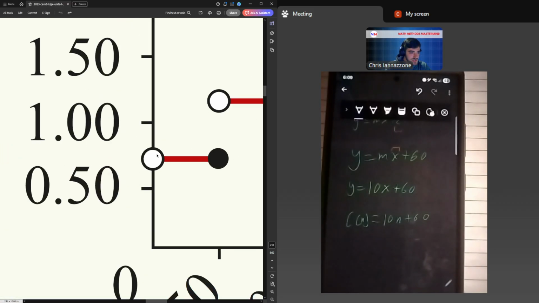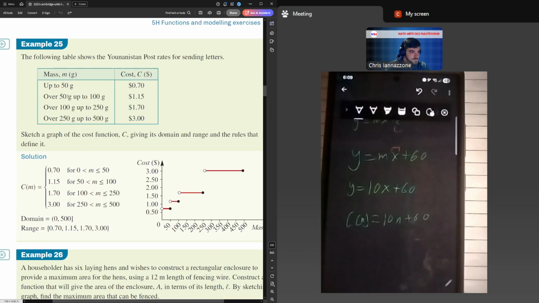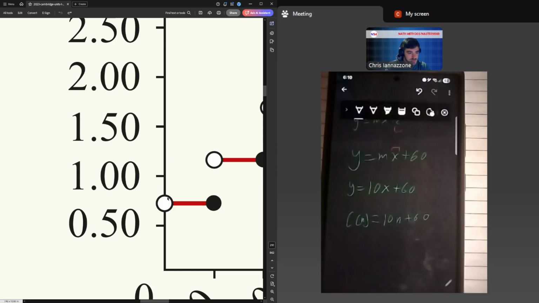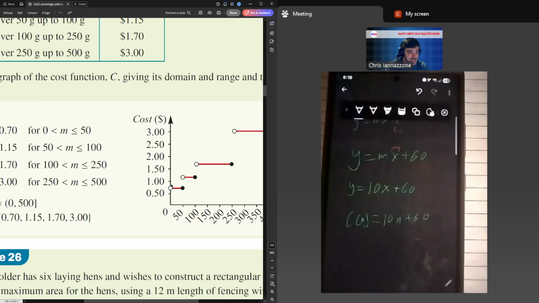Now, what is interesting is they started this one with a white circle, with an open circle, even though all they said was up to 50 grams. Now, the reason it's a white circle to start there is simply because that means a 0 gram letter. And if your letter weighs 0 grams, you're not actually sending anything. And so for that reason, it'll be excluded.